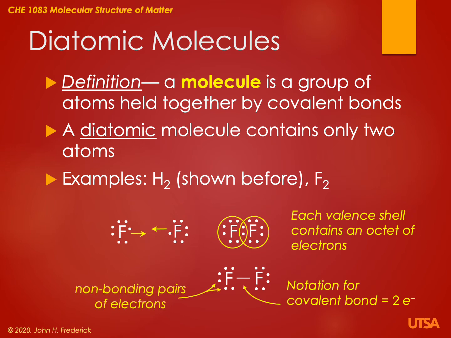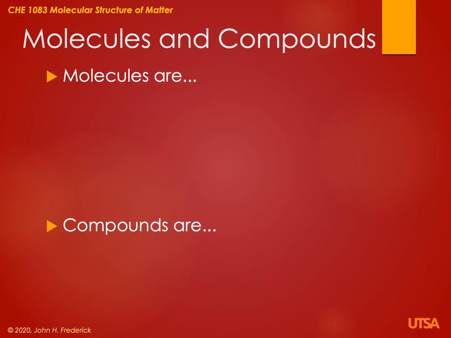Note that each of the fluorines also has non-bonding pairs of electrons. We'll see that on a number of atoms. Fluorine, nitrogen, oxygen all have non-bonding electrons, and when they form bonds, they typically have some extra electrons out there that are not part of the bond.